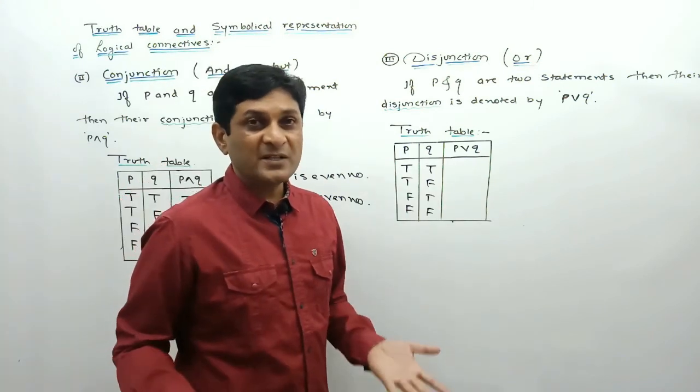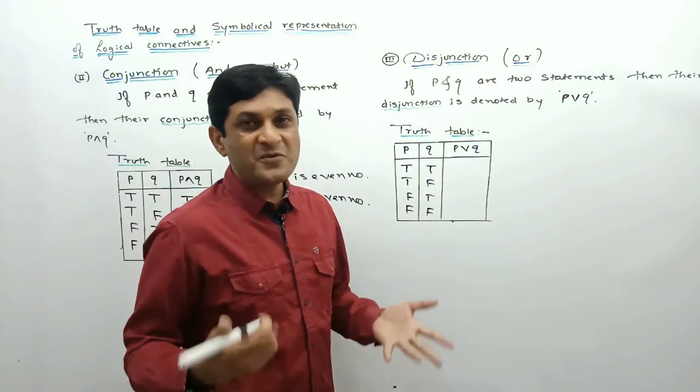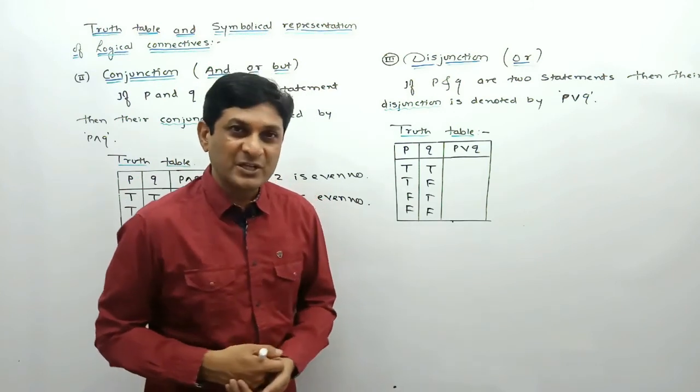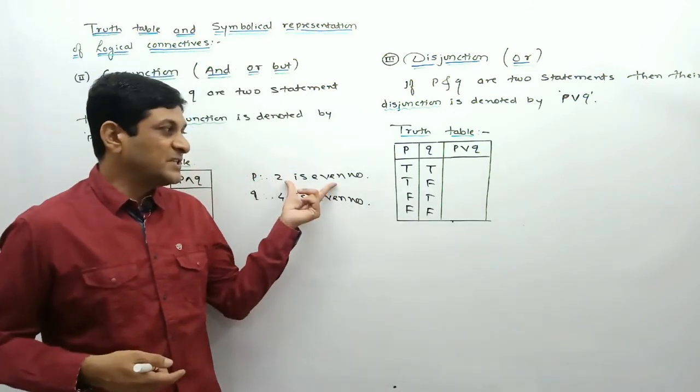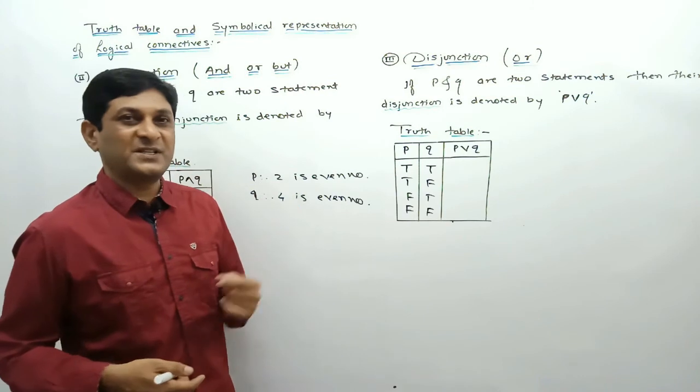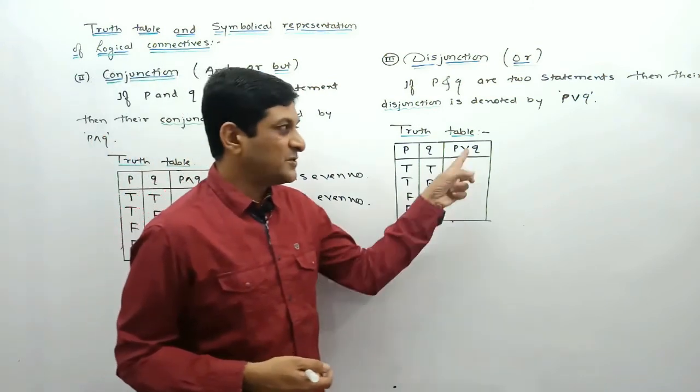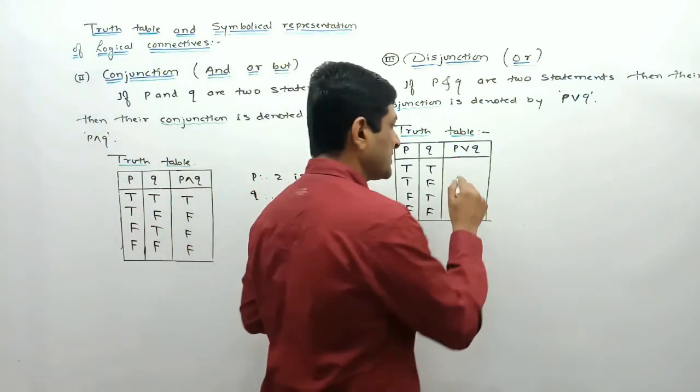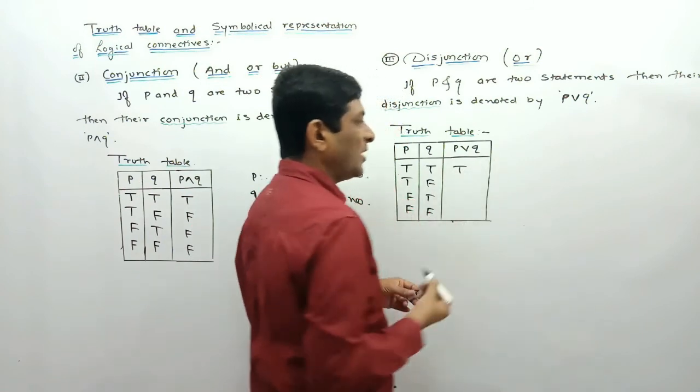As all of you are students of science, you are very well aware of the English. So what result are we getting? 2 is even or 4 is even. So the new statement which you get after connecting these two statements by or will be true.